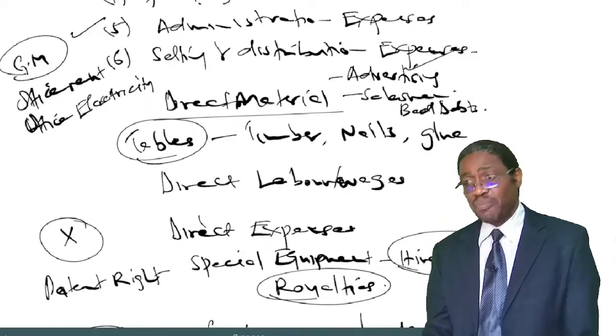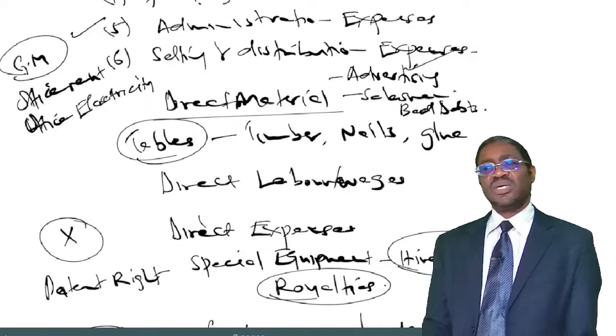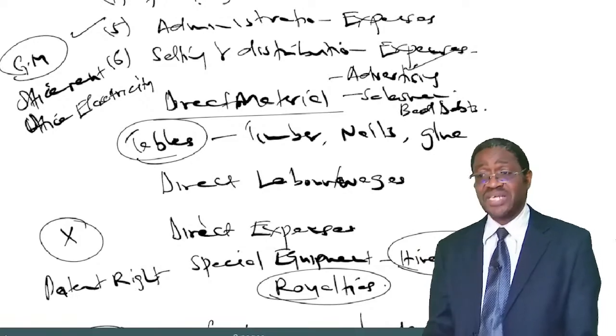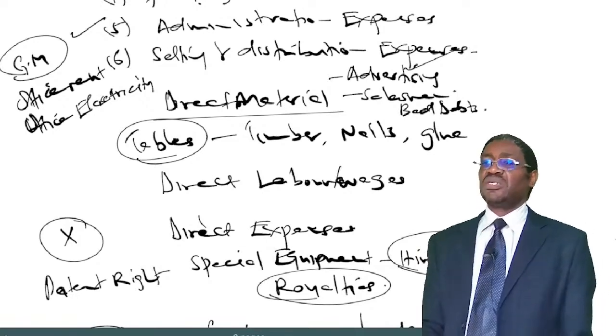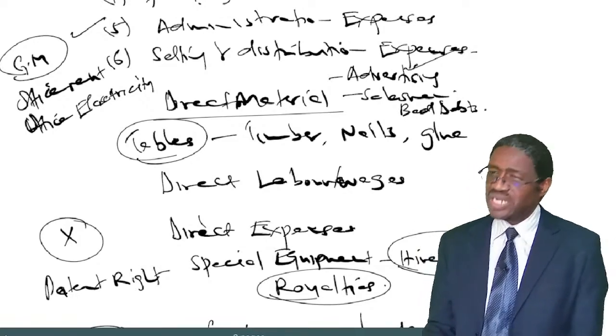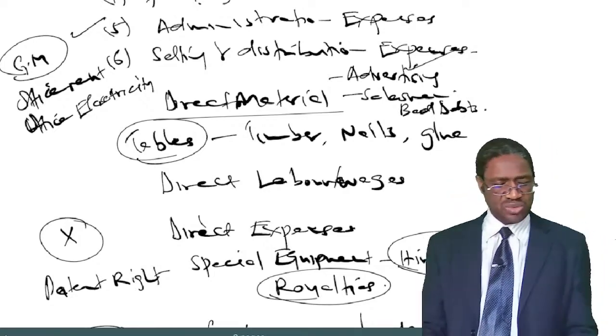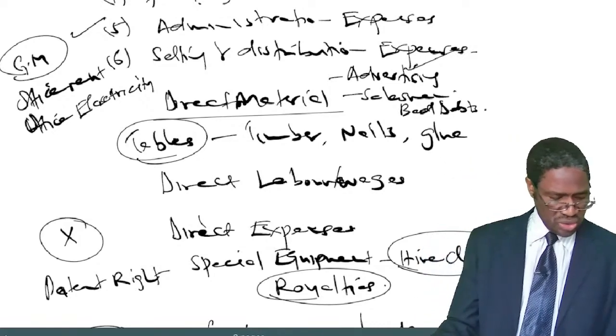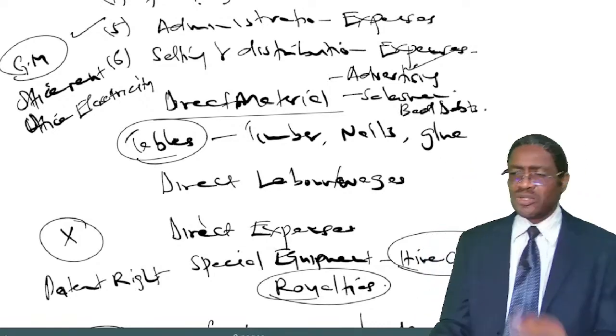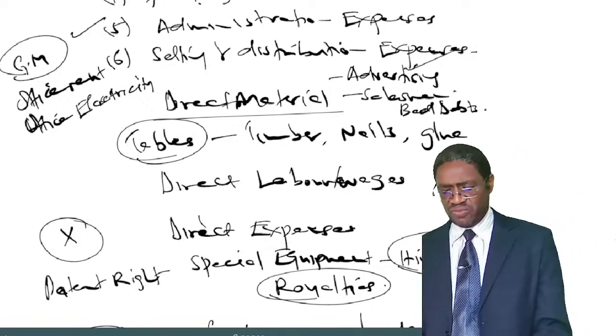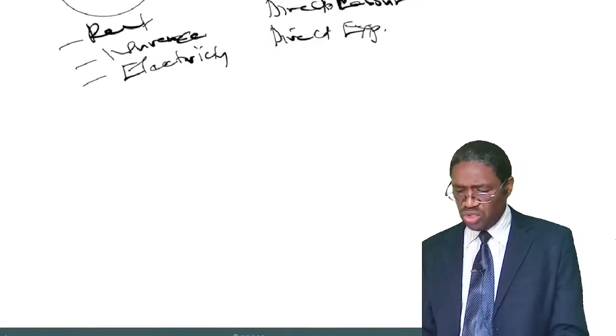We have given examples like advertising. We can also say provision for bad debts, bad debts themselves, salesman's salary, and many others that we shall be coming across. Good. So those are the costs that a manufacturer would normally incur.